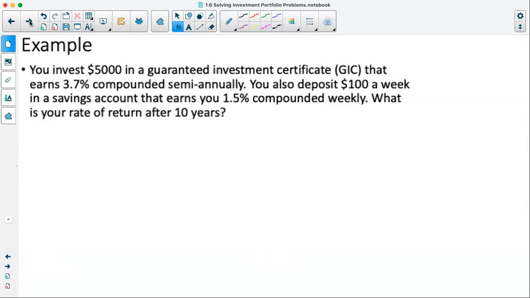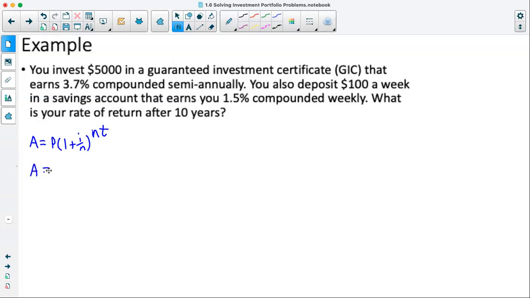Okay, so in this case, we have 2 different investments. This first one where we invest $5,000 that earns 3.7% compounded semi-annually doesn't have payments in it. So this one we will calculate using our compound interest formula. So A is equal to P times 1 plus I over N, to the power of, or sorry, to the power of NT.